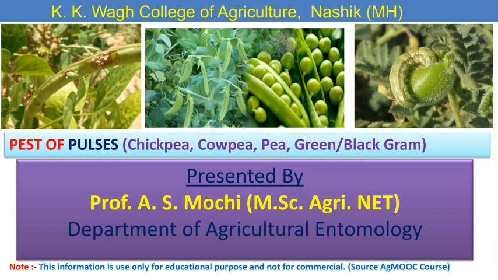Today we are discussing the pests of minor pulse crops: chickpea, cowpea, pea, green gram or black gram, and also field bean. There are some common pests which infest all these minor pulse crops and cause severe yield loss. Let us see them one by one.